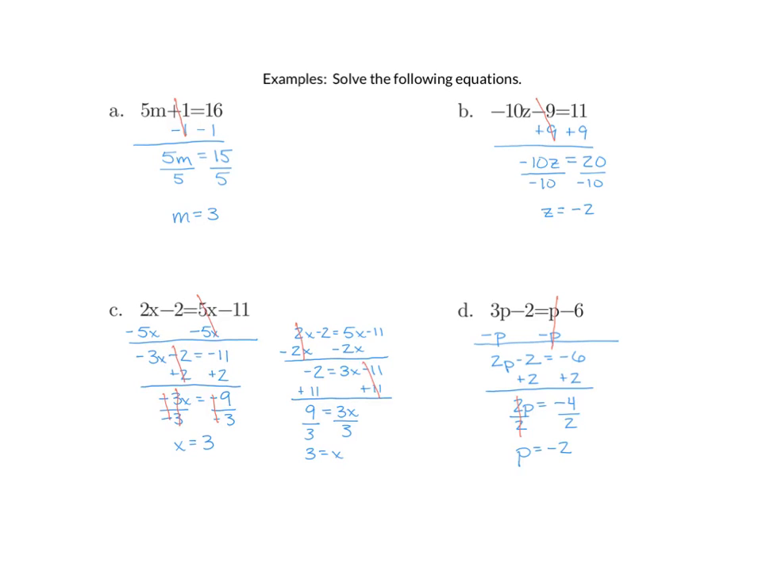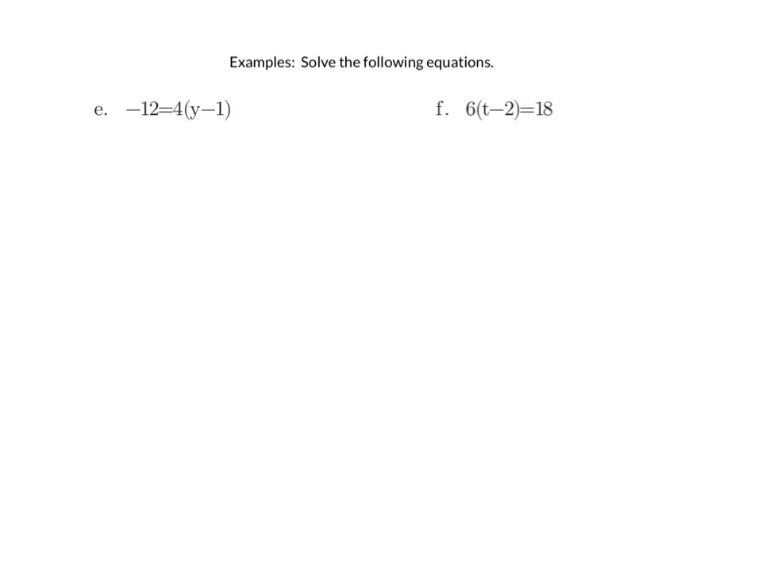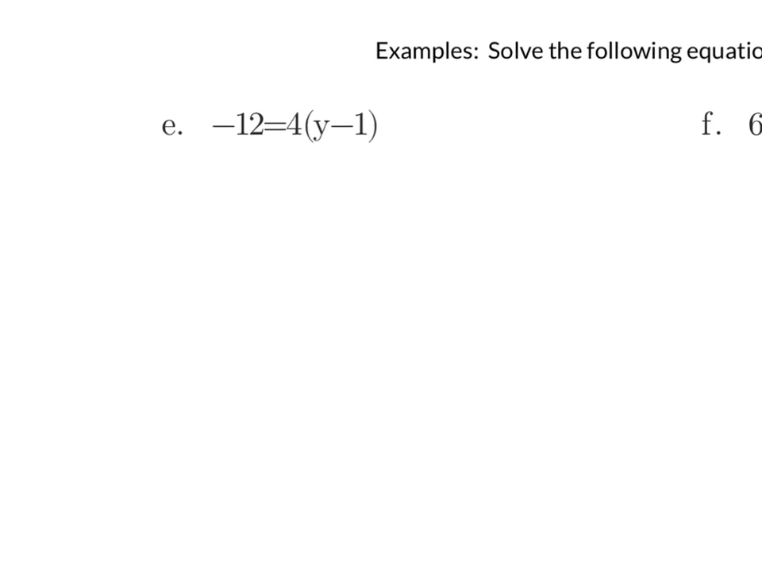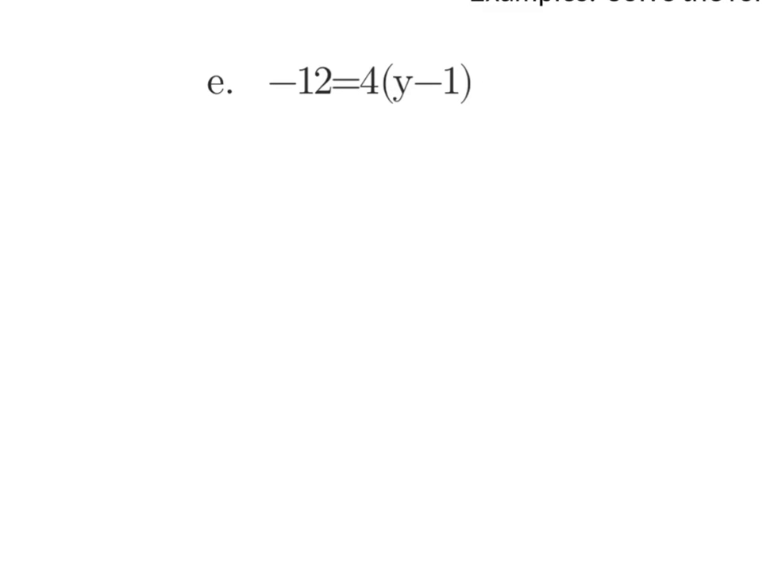So these are some basic examples. Let's go ahead and bring in some of our other steps. The first thing that we're going to look at is distributing. So, if we look at example E, we have negative 12 equals 4 times y minus 1. First thing we're going to do is clear the parentheses, so we are going to distribute.